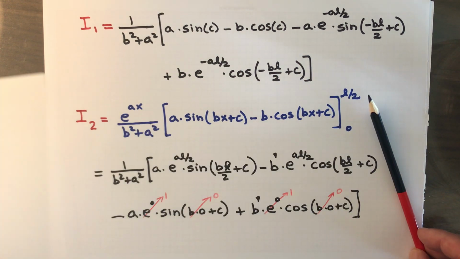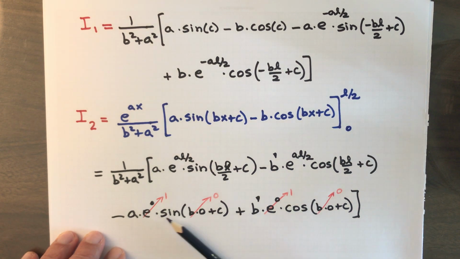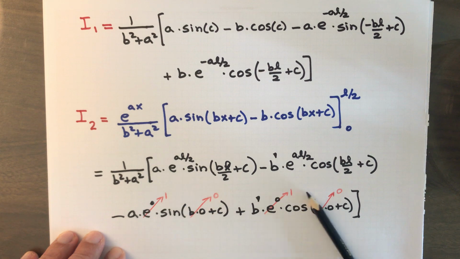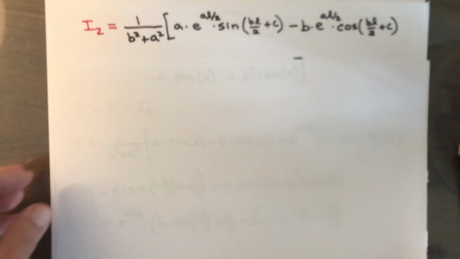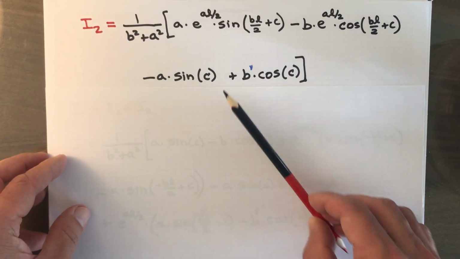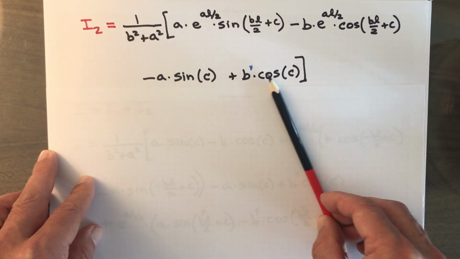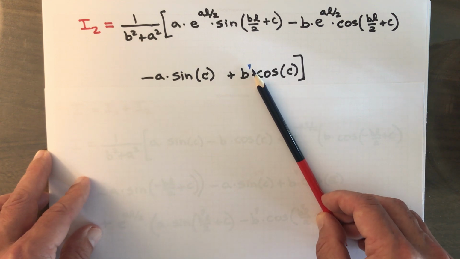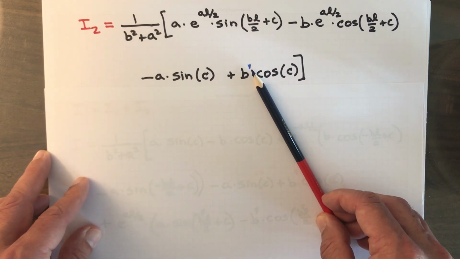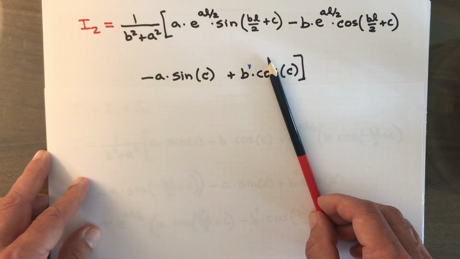We do the same analysis as before, and just like before, the 0 limit of integration gives us e to the 0, and some cosines. We can simplify that a little bit, and we get this equation right here. Notice that that has become minus a sine c plus b prime cosine c. It should be noted that we're going with b prime as opposed to b, because that's where that negative sign of the sine function goes into.